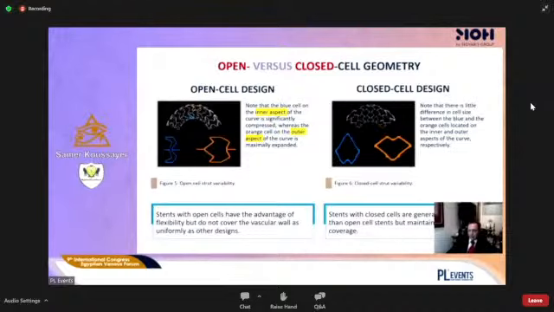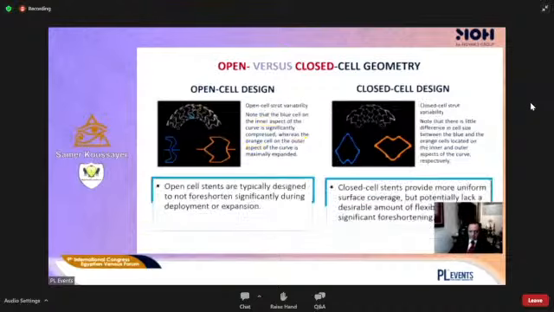Whereas if you look at the closed cell design, the stents with closed cells are generally less flexible, but the closed cell stent maintains uniform coverage. So it doesn't matter whether it's the inner or outer part, the stent will cover the same areas, no change, because they don't change in size when you bend the device or the stent.